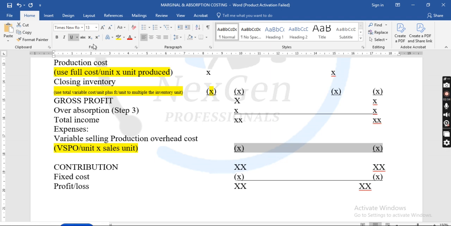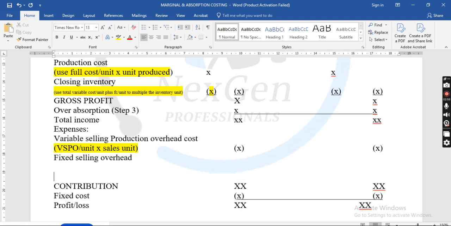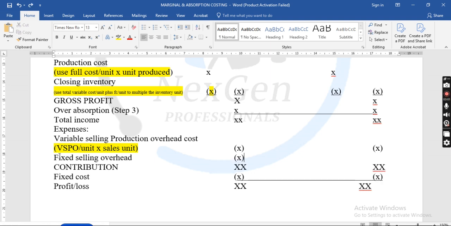Now, after your variable selling, you could have another expense, maybe fixed selling overhead. You put it here if you have fixed selling overhead. Now, please, class, you can have fixed selling overhead and distribution.